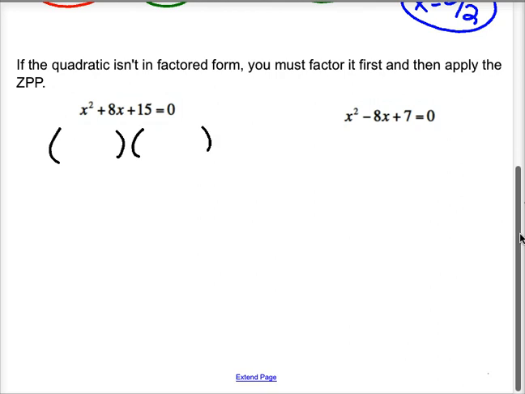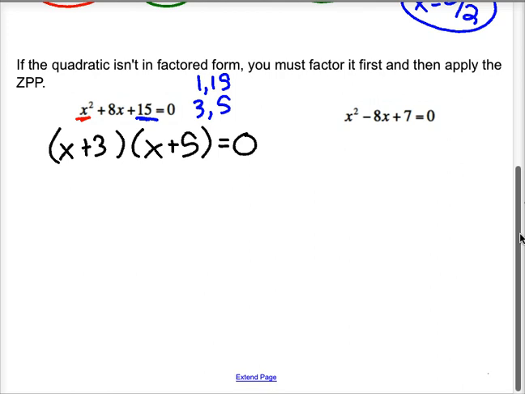So I'm going to set up my two parentheses. X squared, again, as always, comes from x and x. This 15 comes from 1 and 15, or 3 and 5. Well, the combination that adds up to that 8 is going to be the 3 and the 5, because 3x plus 5x is 8x. So I've appropriately factored it.